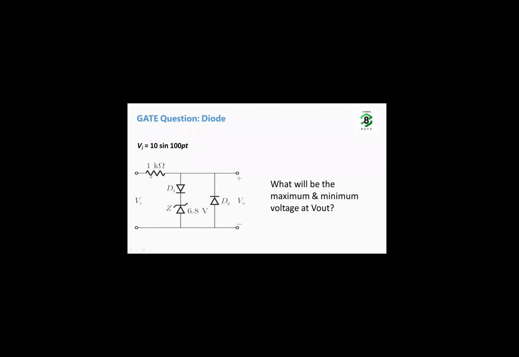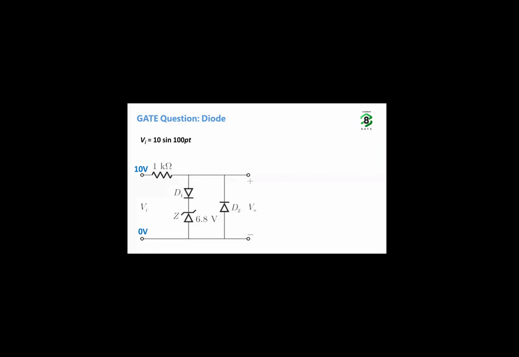So the actual GATE question is, the diodes are connected in this configuration, and what will be the minimum and the maximum voltage at Vout? If I go on in a similar fashion, the first diode will be off. The Zener voltage at the common node will be 6.8, and the voltage at the top will be 7.5. So the Vout will be 7.5 when the input is at its peak, which is 10 volt, because we know the maximum value of sine omega t is 1.